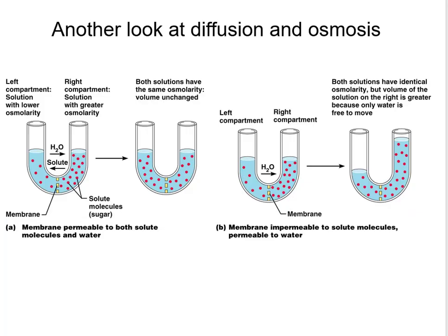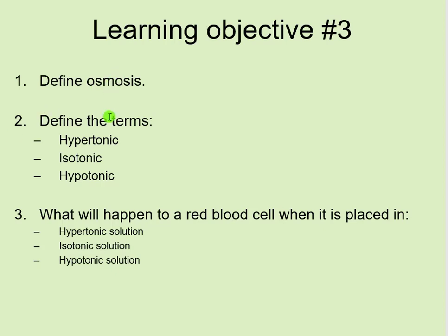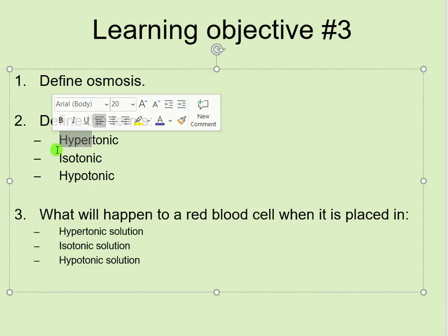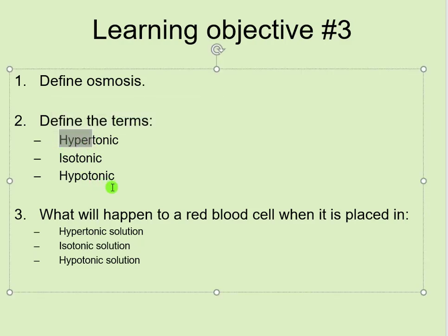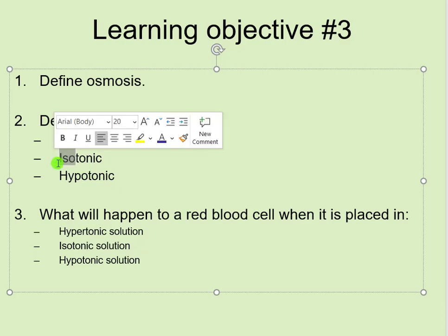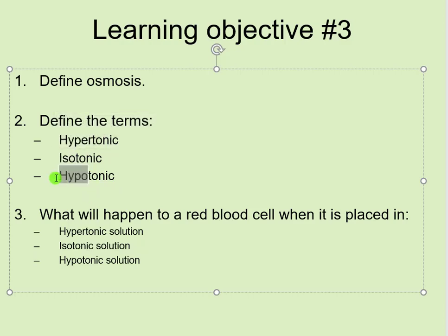Okay, so now let's see. We've covered osmosis, and now let's talk about these terms: hypertonic, isotonic, and hypotonic. Well, to be clear, what we need to start off with are these prefixes. You probably know what hyper means. It means greater than. Iso actually means the same. And hypo means less.